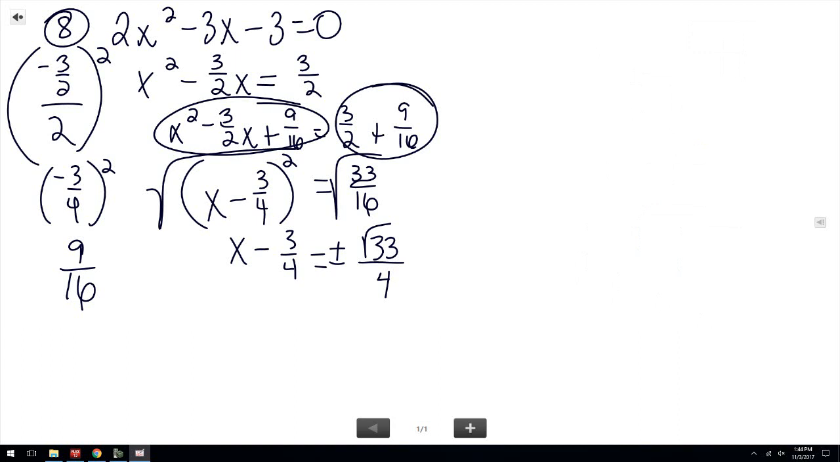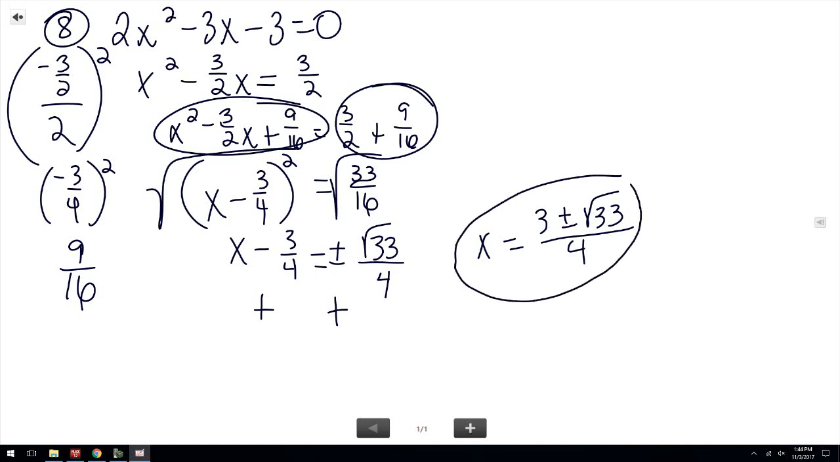So what could I do from here? Add the 3/4, so the x is by itself. Can you add the 3 with the plus and minus square root of 33? Yes. It would be 3 plus and minus the square root of 33 divided by 4. Very good, Sebastian. You can't change it from adding and subtracting and multiplying. Did I lose anybody about how I wrote that?